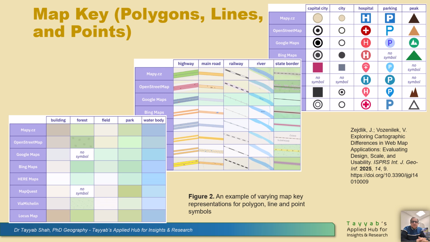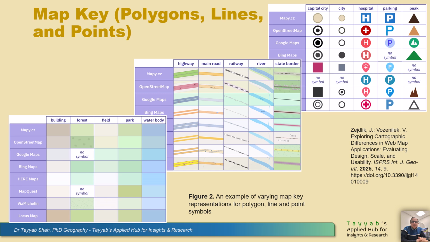This slide gives the example of how these 8 applications are displaying polygon, line, and point features on their website. The polygons include buildings, forest, field, park, and water body. Then you can see how these different applications are using different color schemes and shades. In terms of the lines, mostly highway, road, railway, river, and state boundary.